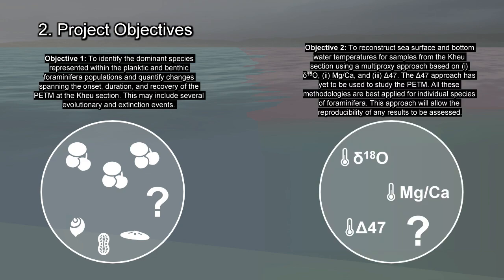The second primary objective is to reconstruct sea surface and bottom water temperatures from the Q section using a multi-proxy approach based primarily on delta 18O stable isotopes of oxygen, the magnesium/calcium trace element proxy, and clumped isotopes, or Δ47. Specifically, Δ47 has never actually been used to look at the PETM, so that will be quite interesting to do.